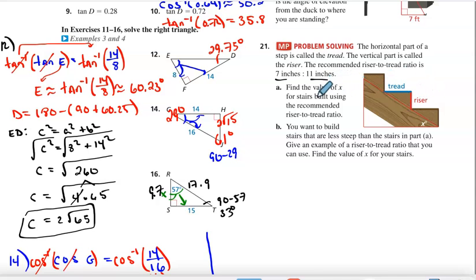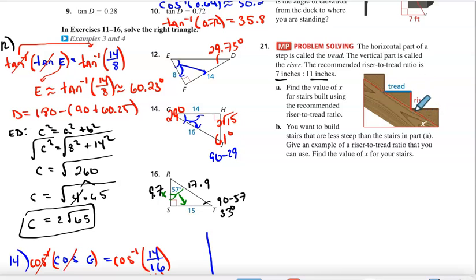It says find the value of x for stairs built using the recommended ratio. So if this is my triangle, I'm finding the value of x here, where x is down here. So I have this tread here.